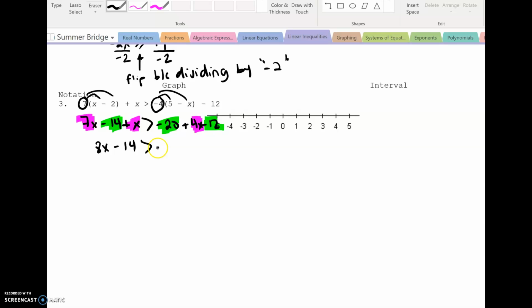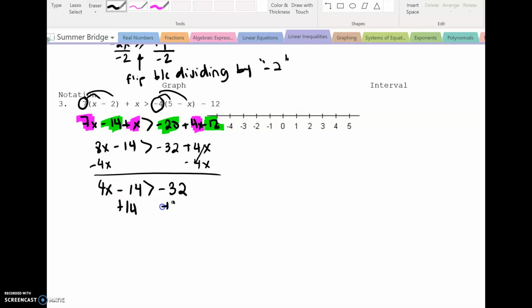So I'm going to combine those. This becomes -32 plus 4x. Okay, so now I'm going to subtract 4x from both sides. So this becomes 4x minus 14 is greater than -32. I'm going to add 14 to both sides. And so that becomes 4x is greater than -18.